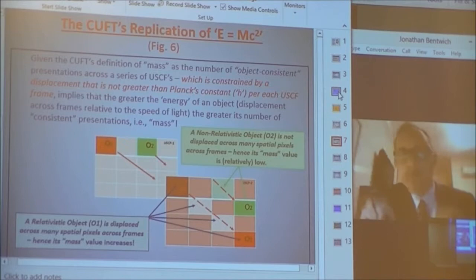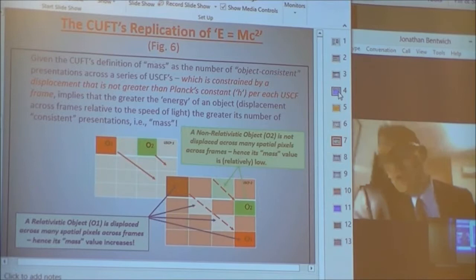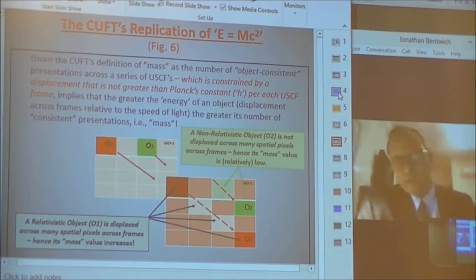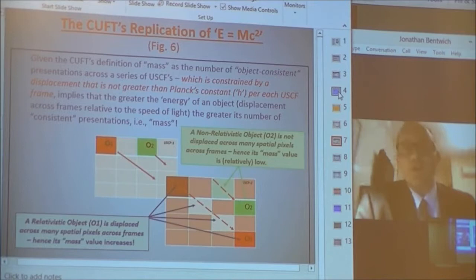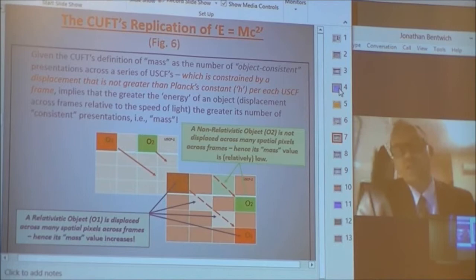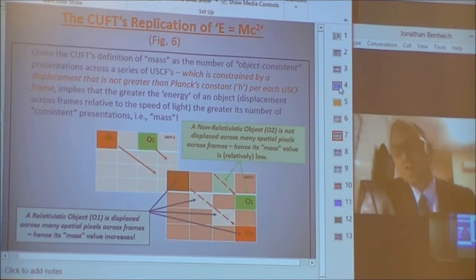Same thing for the computational unified field theory's replication of E equals mc squared. I'm not sure this is a perfect graphical representation. I'll just explain the major idea here. And that is, when you look at the computational unified field theory's definition of mass, it was the number of object-consistent presentations of an object across frames. So in other words, the more consistent presentations of the object across the series of frames, the greater its mass.